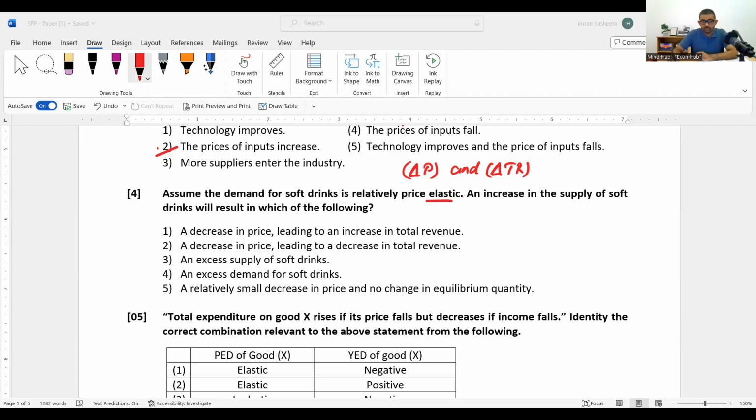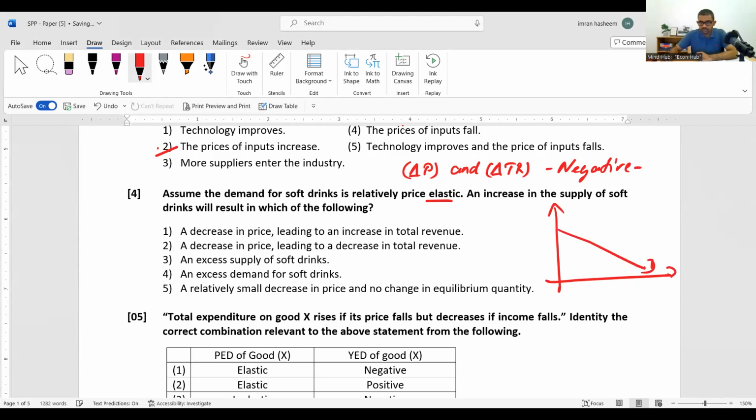Assume the demand for soft drinks is relatively elastic. If the demand is price elastic, then the relationship between change in price and change in total revenue is negative. So take that knowledge into account. If the supply increases, what will happen? We have relatively elastic demand, and they don't say anything about the elasticity of supply.